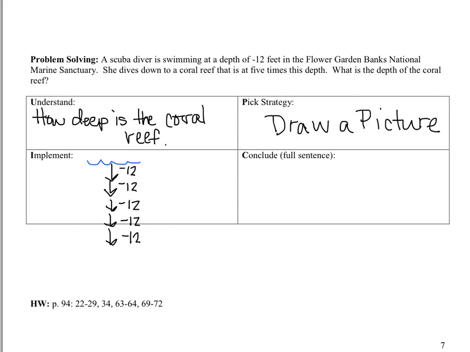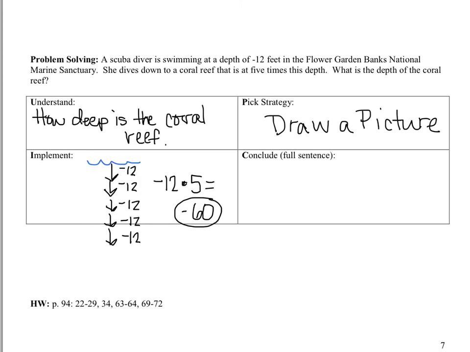And I could add these negative 12s together, you know, negative 12 plus negative 12 plus negative 12 plus negative 12 plus negative 12. But if I remember, repeated addition is the same thing as multiplication. So since I have 5 negative 12s, I can take negative 12 times 5. Well, negative 12 and positive 5 have different signs. So I'm going to multiply like normal and get 60, but I need to tack on that negative sign since my two integers have different signs.